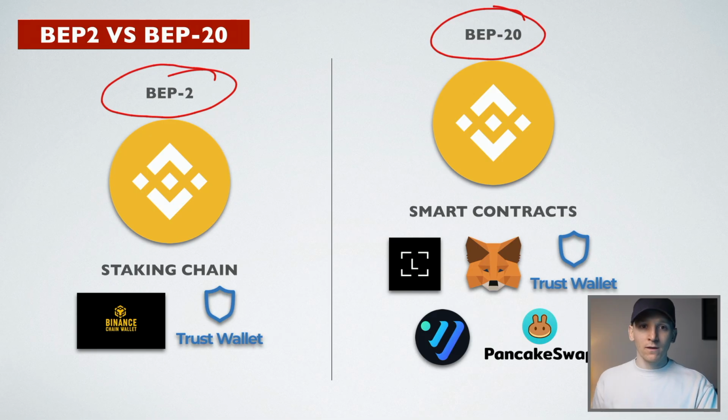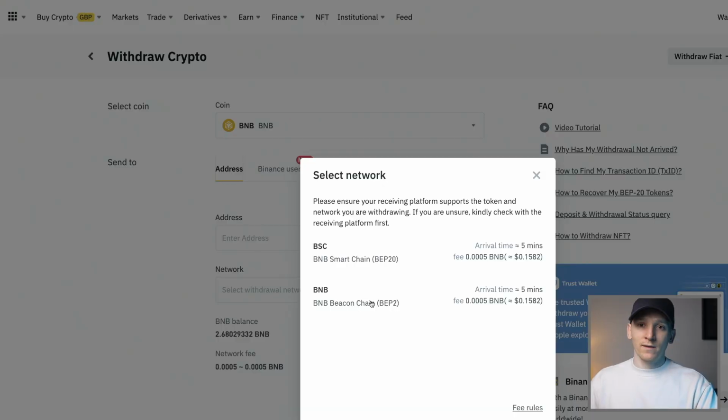In fact, as you can see, it's really the Binance Chain Wallet and Trust Wallet that actually let you hold the BEP2 token and go and invest it. So make sure that you're choosing the right thing there. If you want to actually use it with applications, for example, PancakeSwap and MetaMask and everything like that, it's the BEP20 token that you want to withdraw. Now, if you withdraw to the wrong address, you might have some issues here. So make sure that the wallet that you're using supports that chain. Otherwise, you might have some issues.